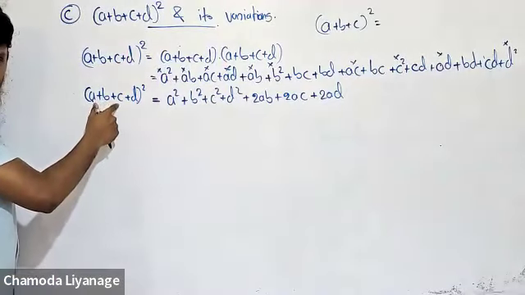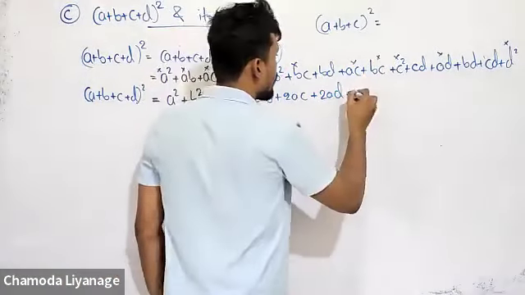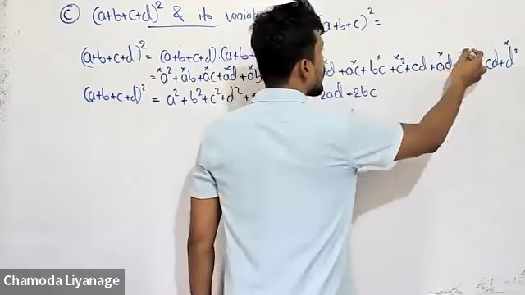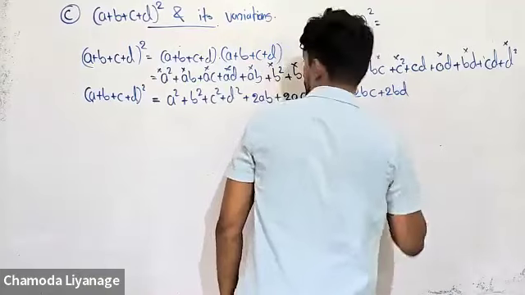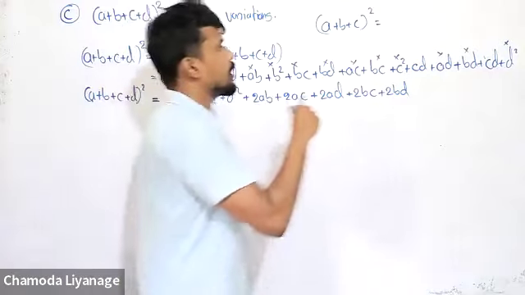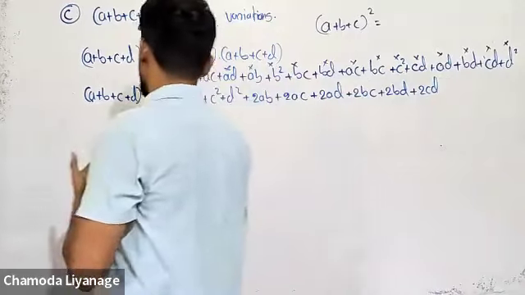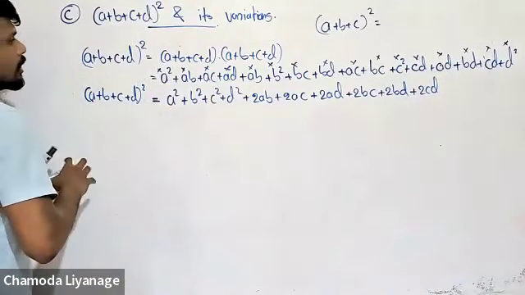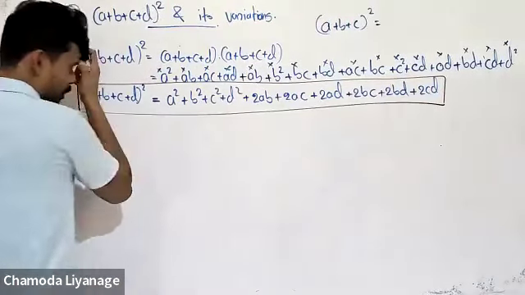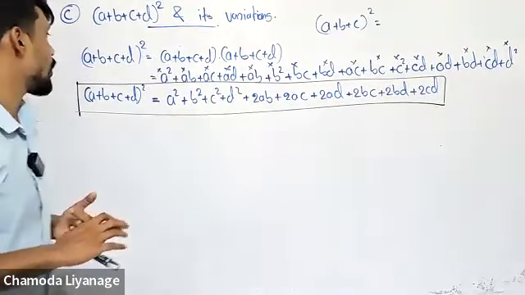Next, come to b. b into c, b into d. bc plus bc, 2 times bc. And bd plus bd, 2 times bd. And finally come to the cd terms. Yes, there are cd terms, 2 times cd. So this is the formula, and that's the pattern: a squared plus b squared plus c squared plus d squared, and so on.